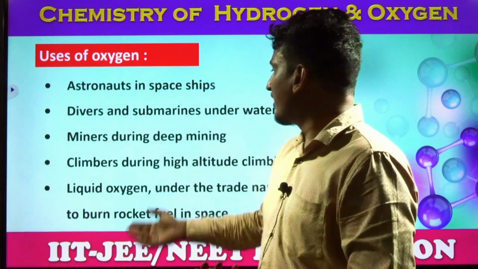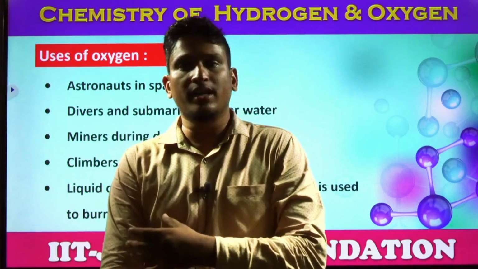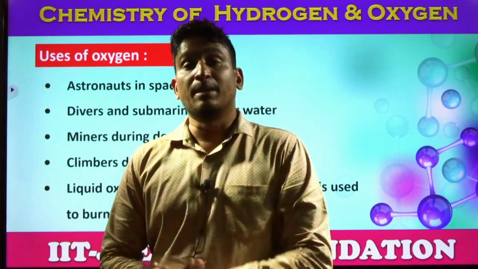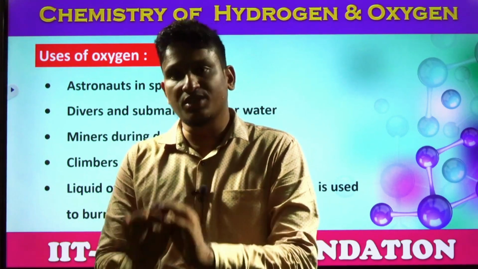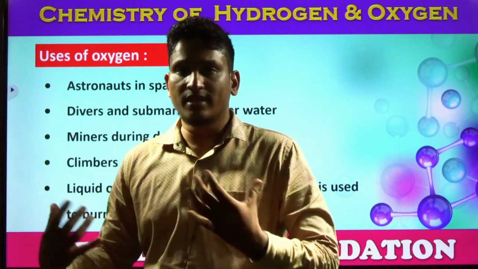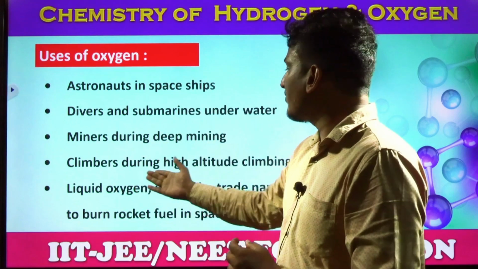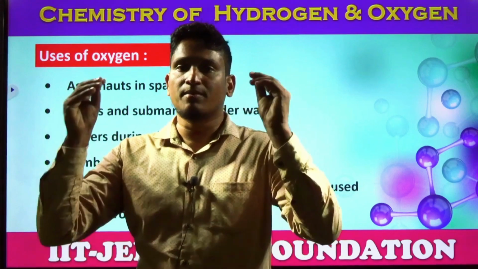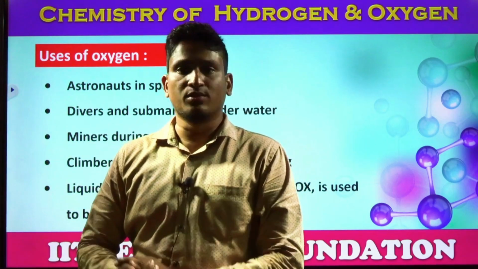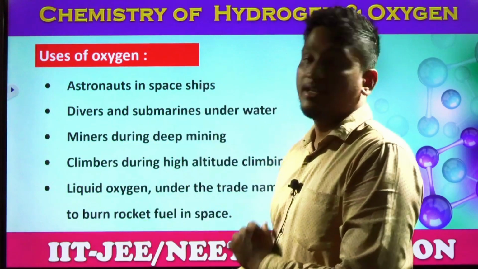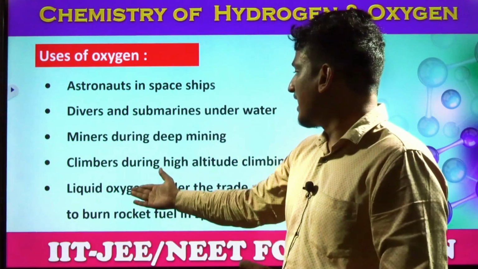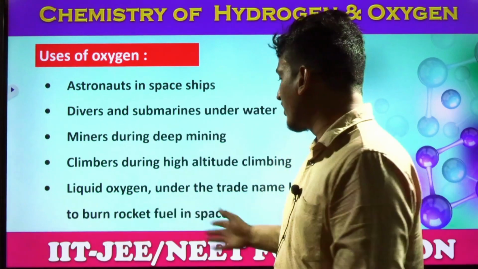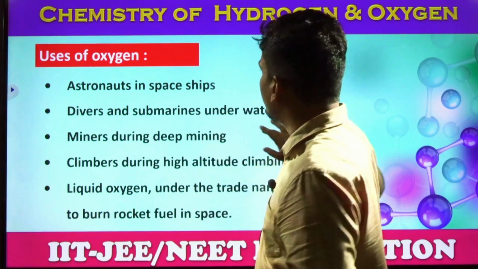Miners during deep mining, under the earth's crust at very high temperature ranges, there is less oxygen present under the earth. So they use oxygen cylinders also. Climbers during high altitude climbs: at higher places, students, the gases are least available, so they carry oxygen cylinders. Next, liquid oxygen, under the trade name LOX, which we already discussed, is used to burn the rocket fuel in space. This is the most important example.